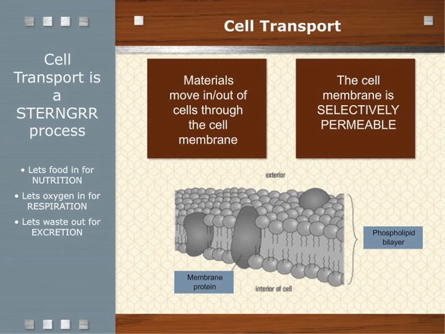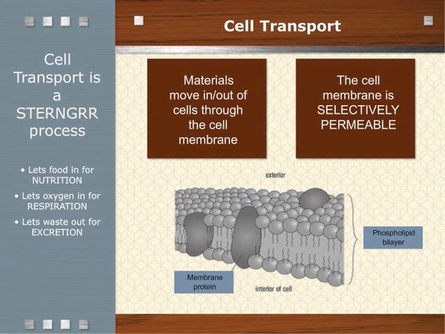Cell transport also lets oxygen in for respiration. There is a place on your graphic organizer to write that in. And cell transport lets waste out for excretion. There is a place to write that in as well. So as you can see, transport is related to several other STIRINGER life processes: N for nutrition, R for respiration, and E for excretion.